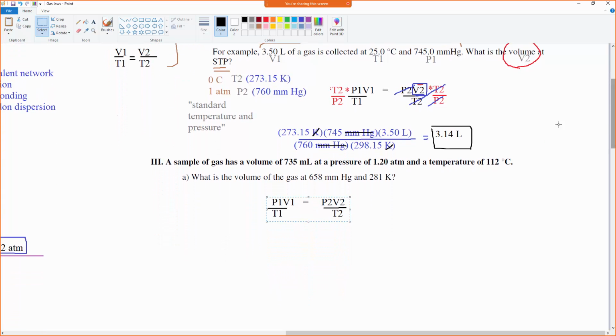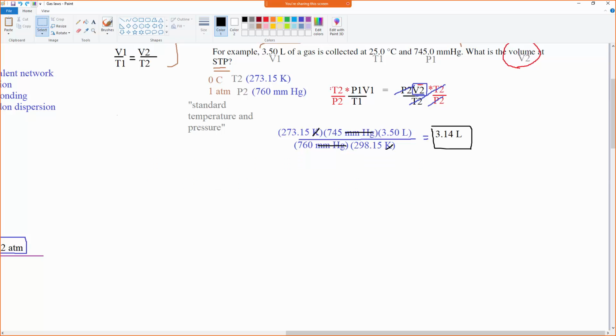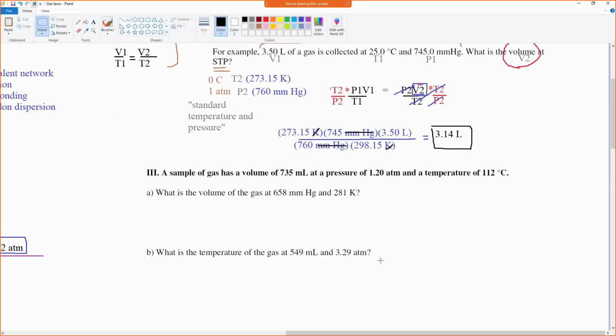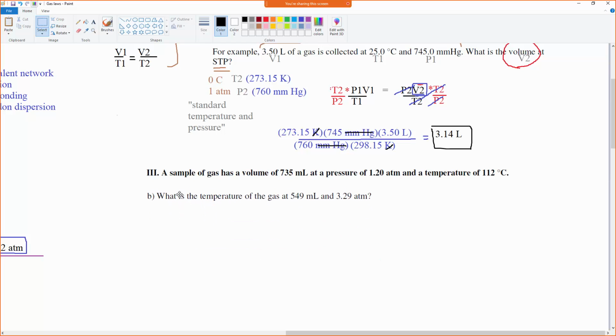Now again, oh, you know what? We're not gonna do this one, sorry. Back up, because we just did one where we solved for volume. Let's do this next one here. So let's do this guy.